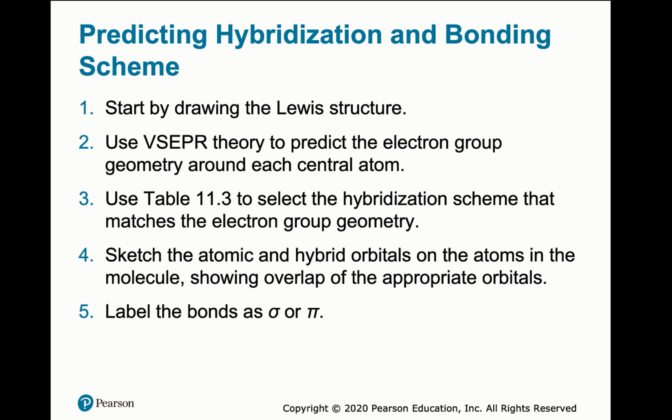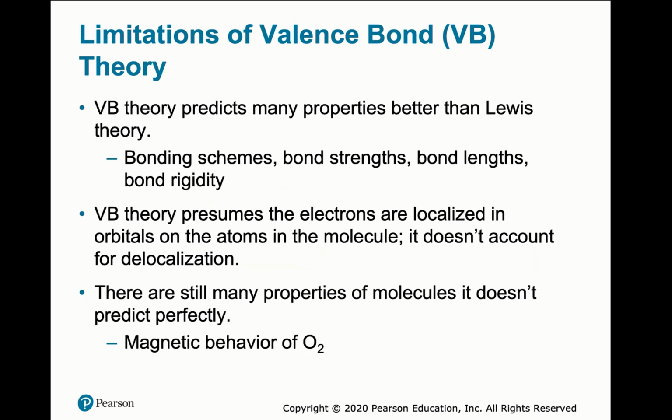And we can predict the hybridization, starting with the Lewis structure, using VSEPR theory to look at the electronic geometry around the central atom, and then just look at the number of groups to determine the hybridization. And then give the bond overlap. This is the valence bond theory, overlap in the appropriate orbitals, and then label the bond sigma or pi, sigma being along the internuclear axis and pi being perpendicular to it but overlapping alongside the internuclear axis.